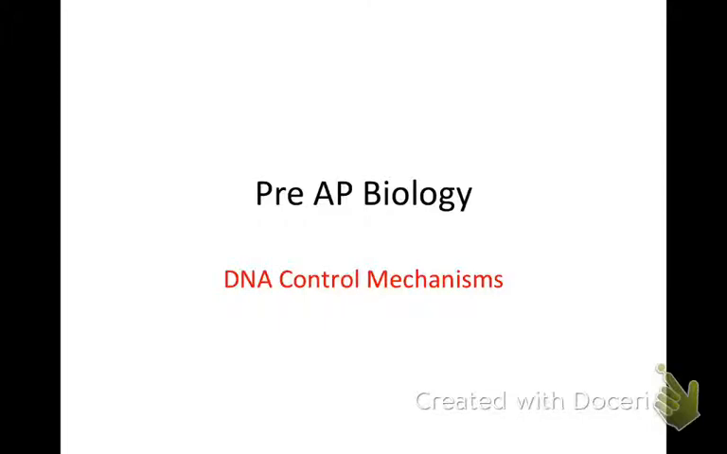Hey there, pre-AP. We're to our 4.3 outline in our molecular genetics unit, and let's talk about some DNA control mechanisms. So make sure you got a highlighter and a pen. If you lose your highlighter, feel free to underline things with your pen or pencil. You'll be okay, I promise.